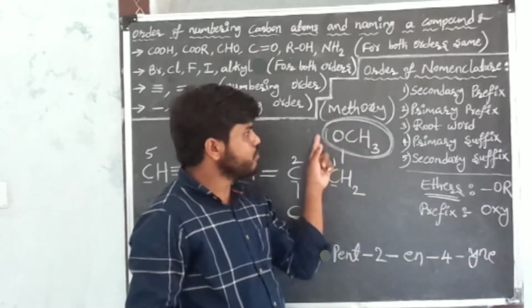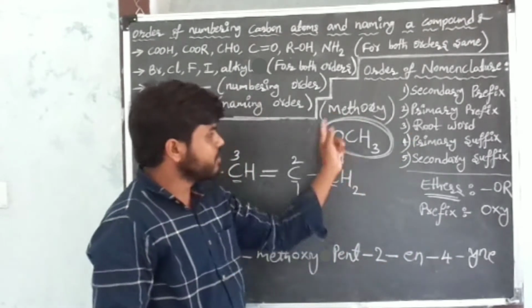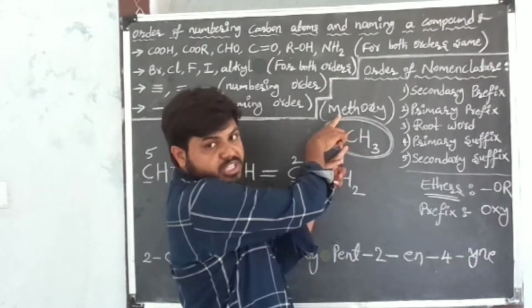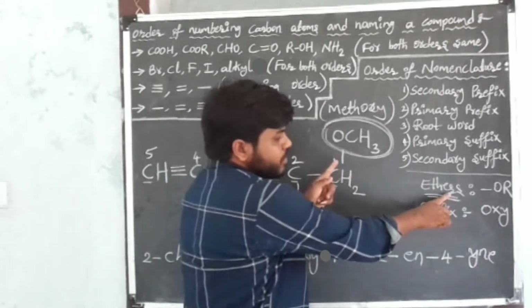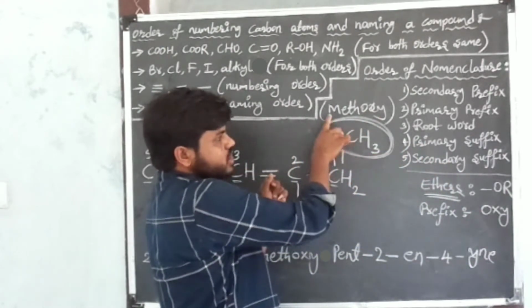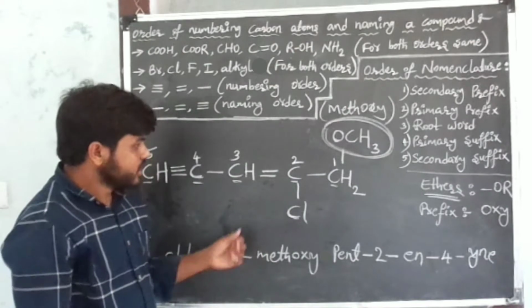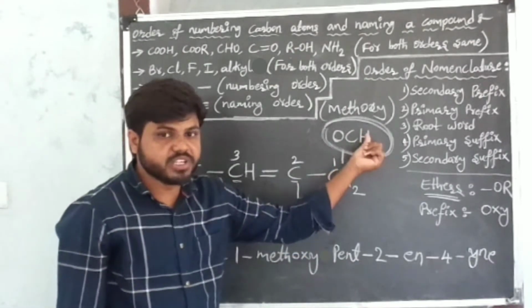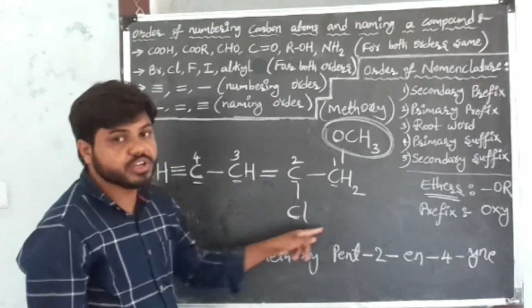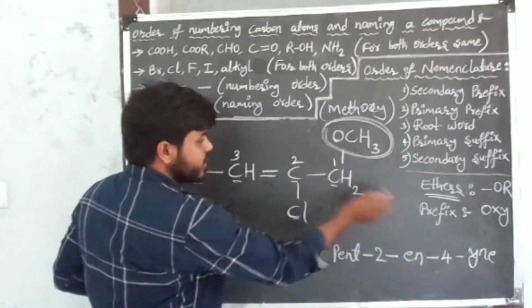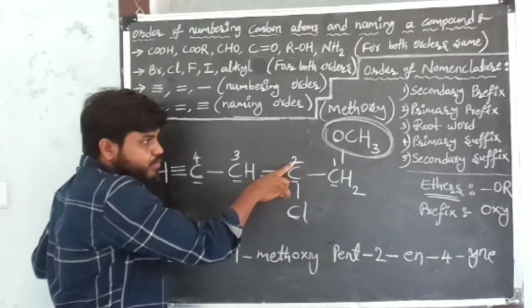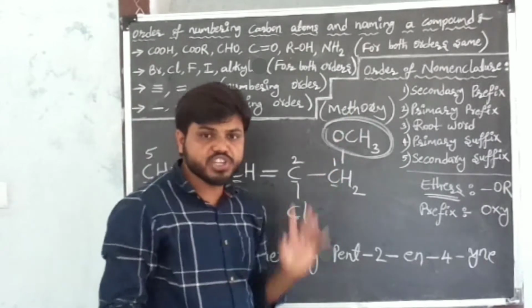So the name is methoxy. One carbon is meth, and the ether prefix is oxy. In these two substituents, first give numbers to each carbon atom in such a way that the chlorine gets the least number. That's why I started from the right side. See, 1, 2, 3, 4, 5. This chlorine gets the second position and this methoxy gets the first position.